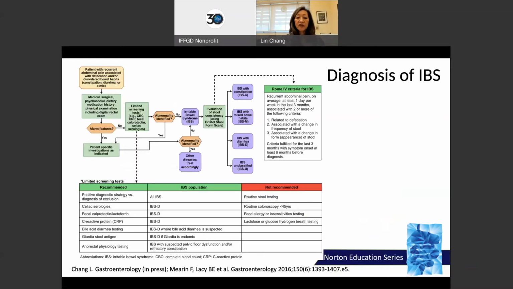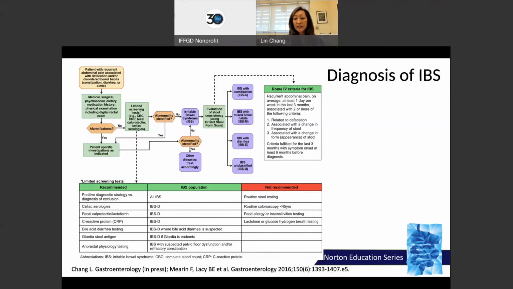So this is showing again the algorithm, but if a patient does not have alarm features, there are limited screening tests that we can do. The table on the bottom shows the culmination of a lot of different guidelines around the world on the diagnostic evaluation of patients with IBS symptoms without alarm features. And you can see that for patients with IBS with diarrhea symptoms, we do order celiac serologies, fecal calprotectin, and C-reactive protein.